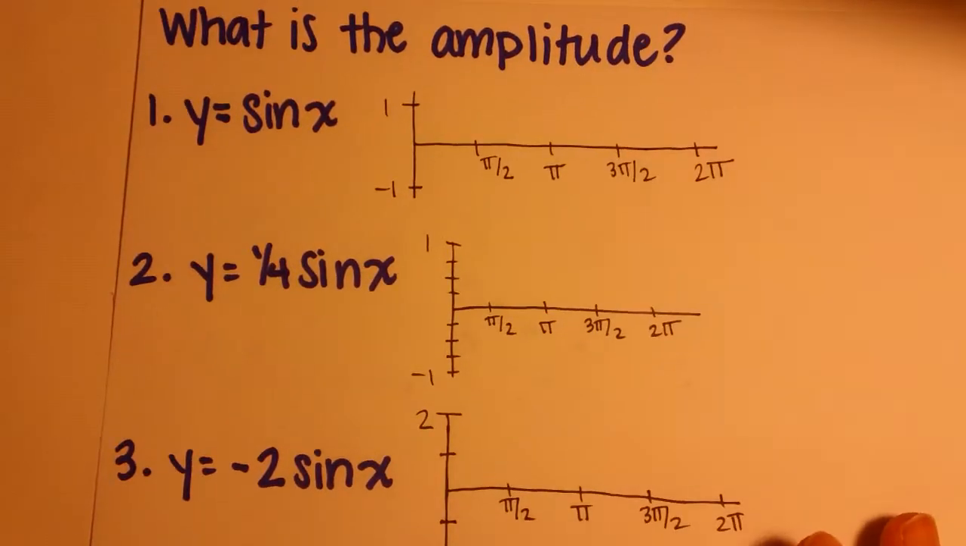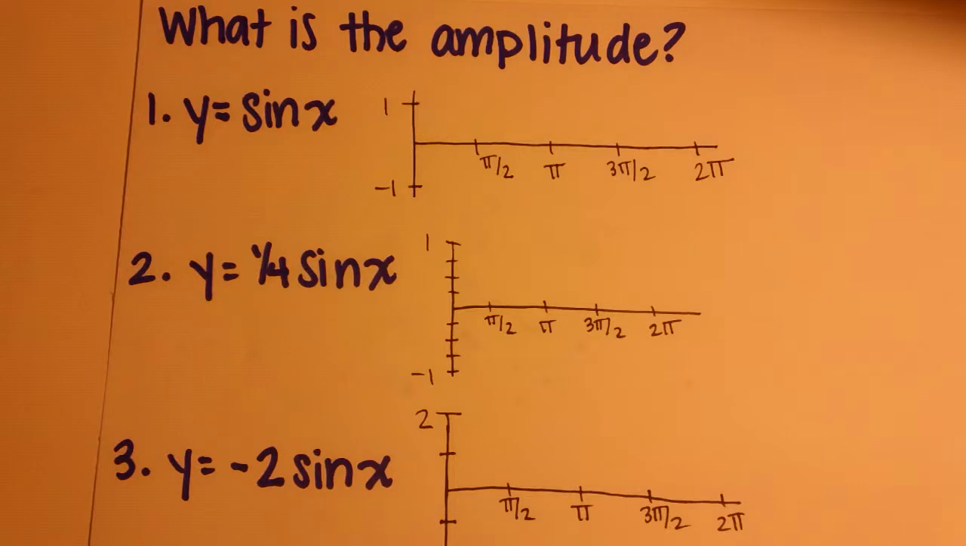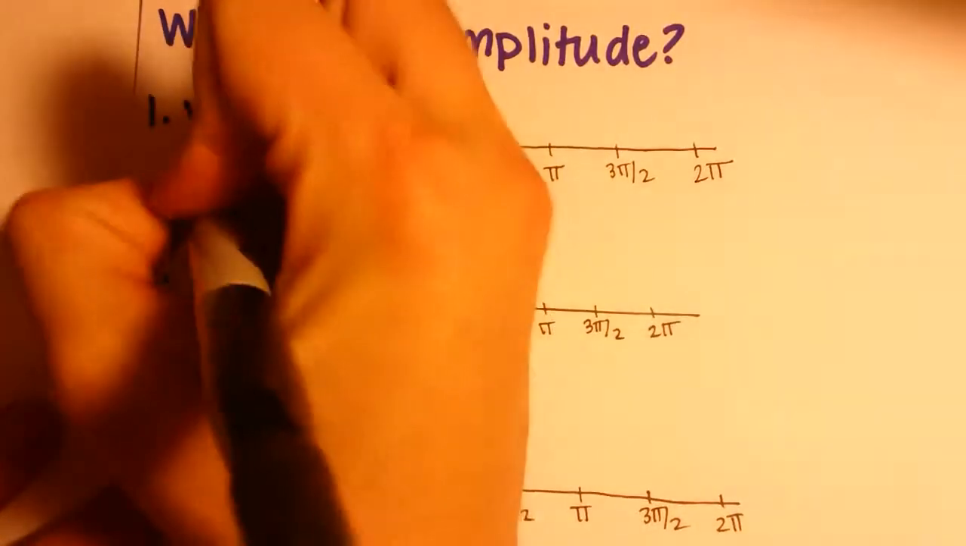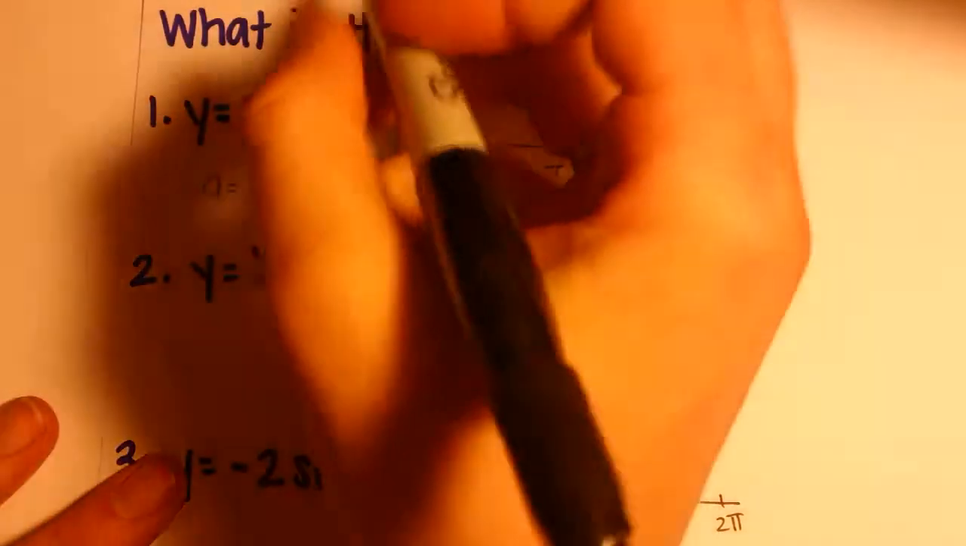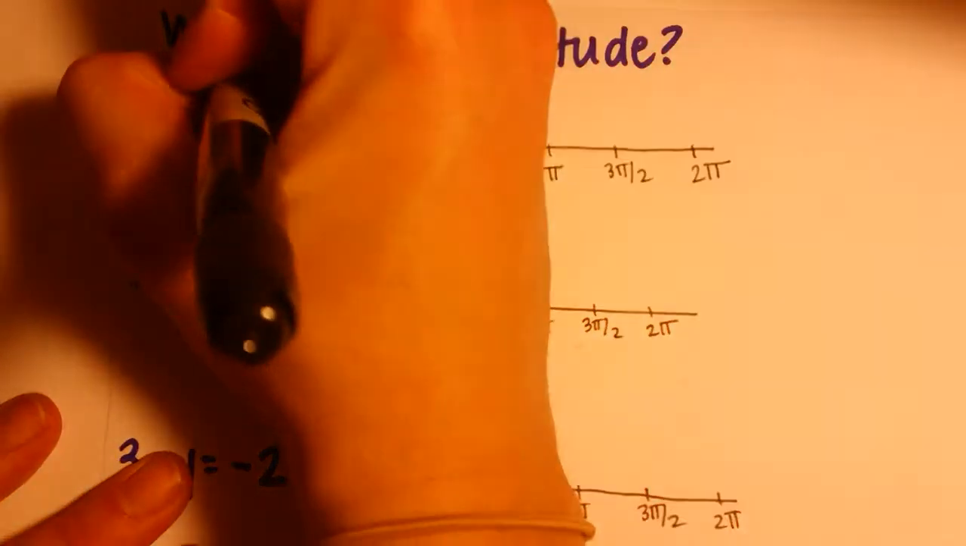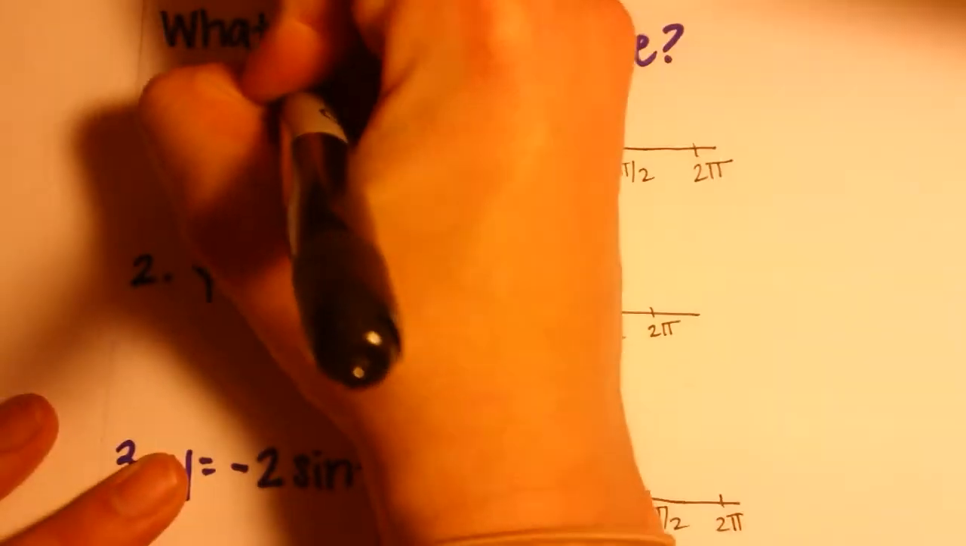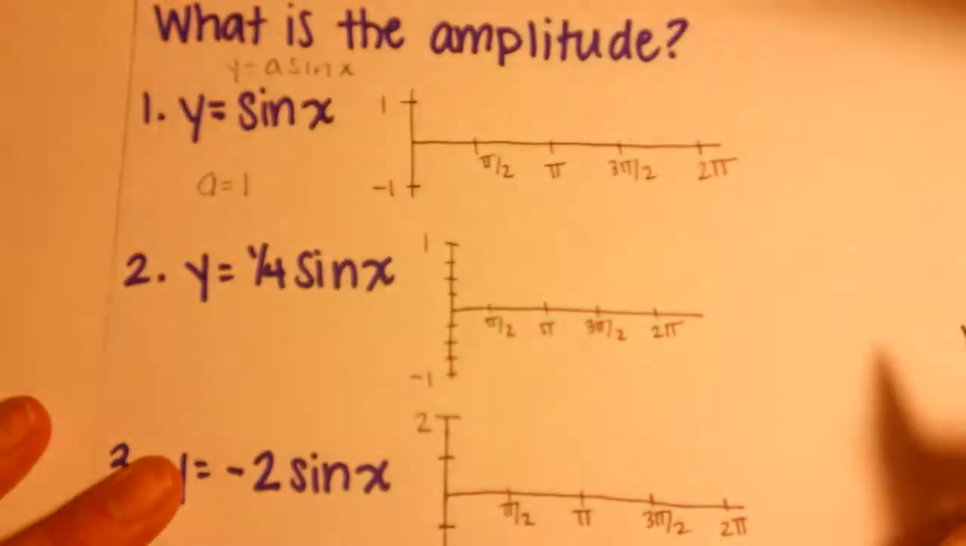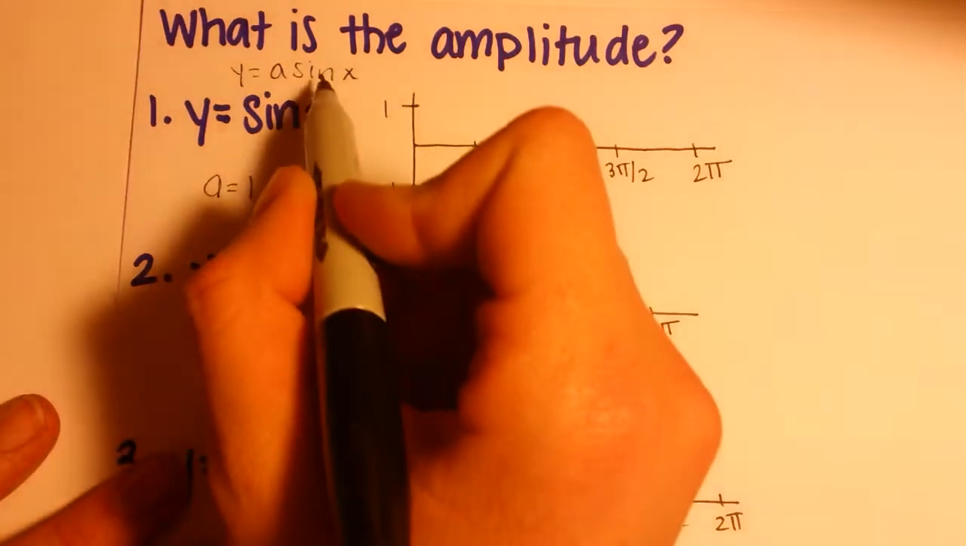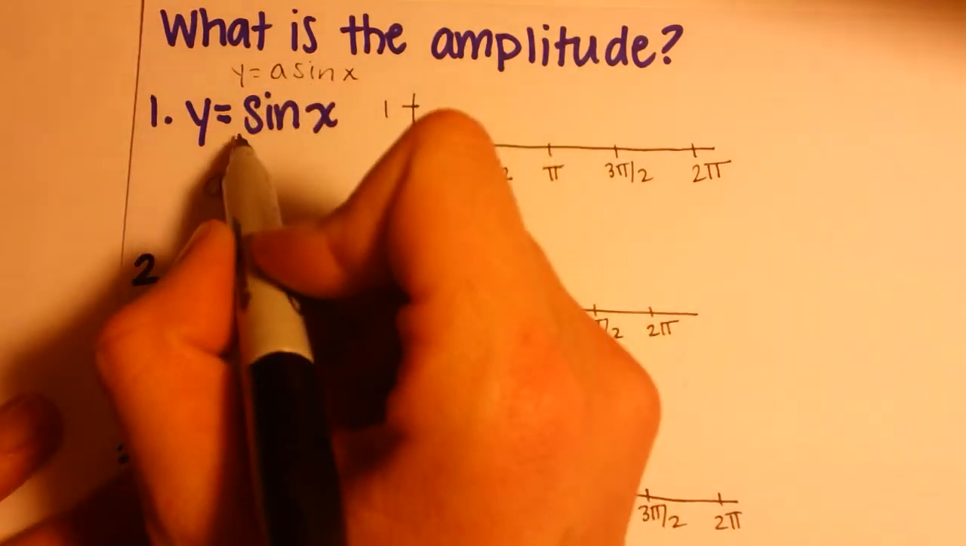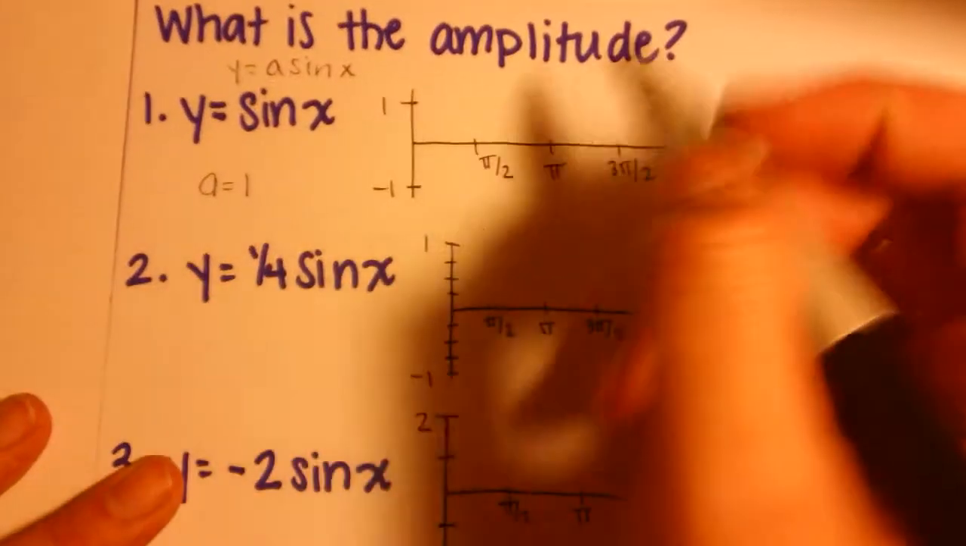So what is the amplitude of these functions here? For the first one, our amplitude is going to be 1. Our amplitude is the A value. We're used to seeing this as y equals A sine x. So we can see our A here is 1, so we know our amplitude is 1.